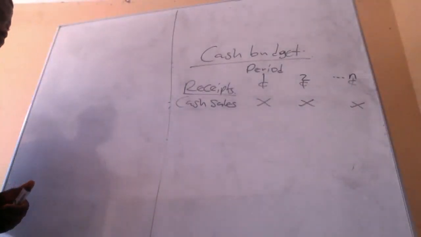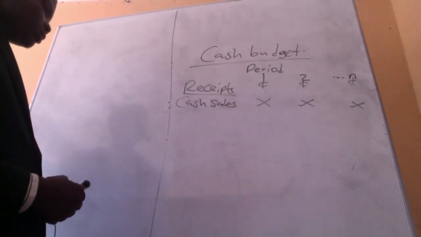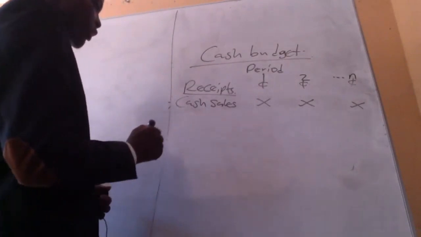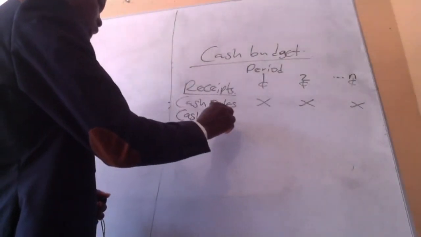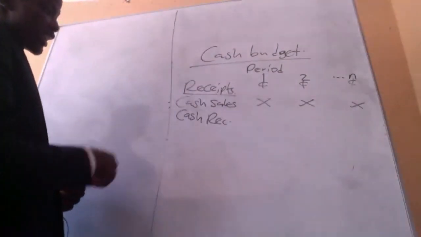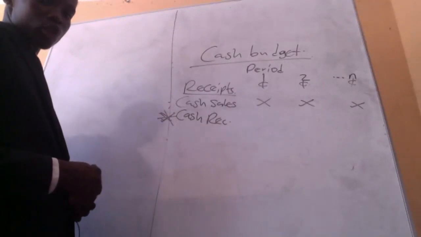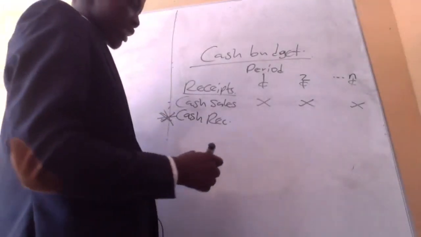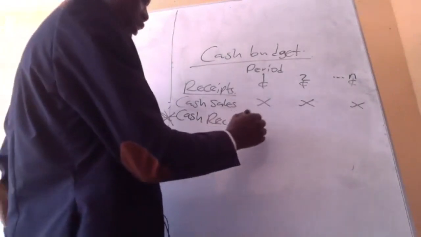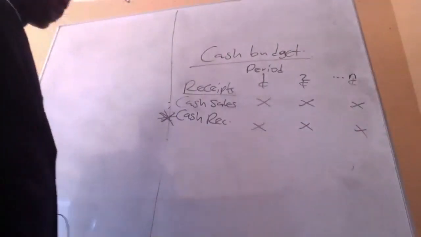Then the next receipt that you have to look for in the question will be cash received from credit customers. It's a bit troublesome. Normally, I advise you to do that one last. So that will be the last one that I will do.